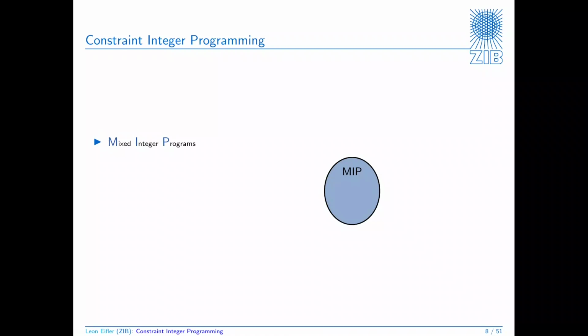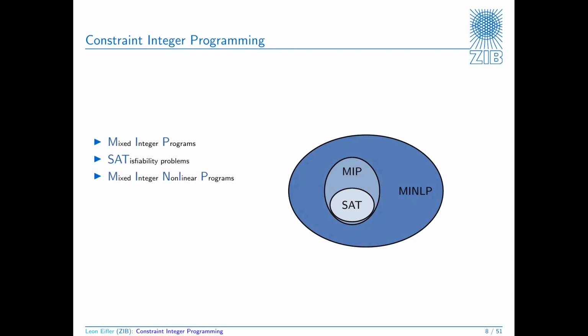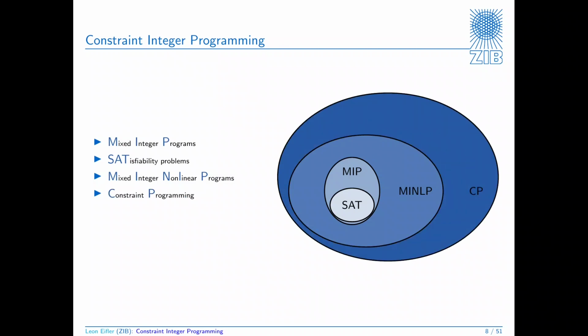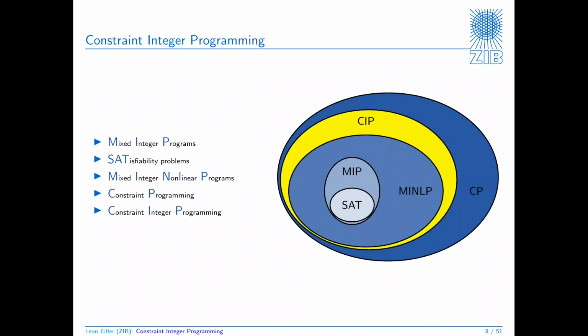To summarize and put it all into context, I have a little diagram for you here. So we start with MIP. Then as a subclass, we have satisfiability problems. A much larger problem class is mixed integer nonlinear programs. Even bigger, but where it's hard to find general purpose algorithms, we have constraint programming. And then right in the middle, we have the problem class that we are interested in, constraint integer programming.